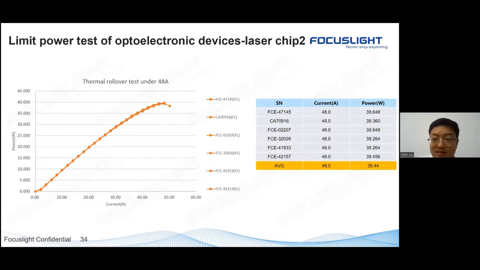And we test the device with the 30 watt chip, increasing the current from 0 to 48 amps in CW mode. And we got more than 39 watts of limit power, which shows a very high reliability for the substrate.